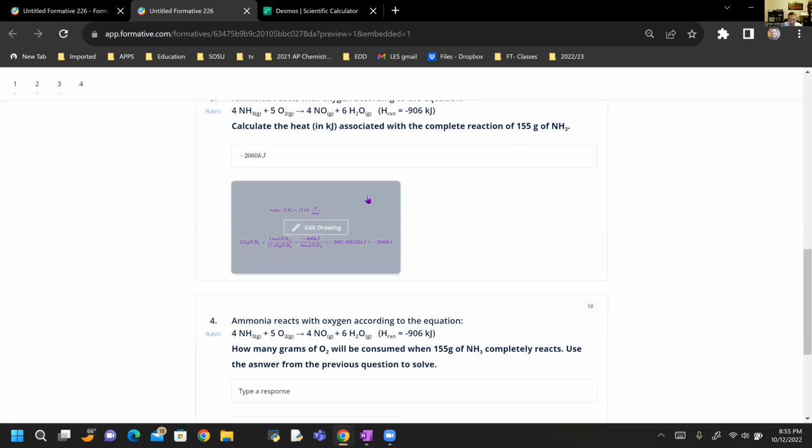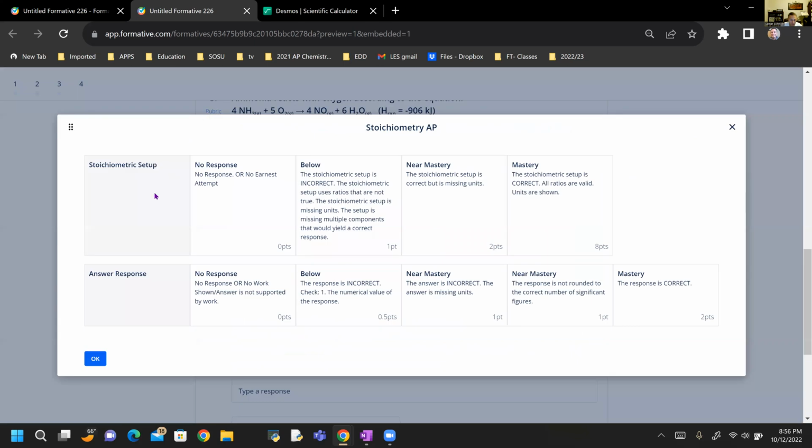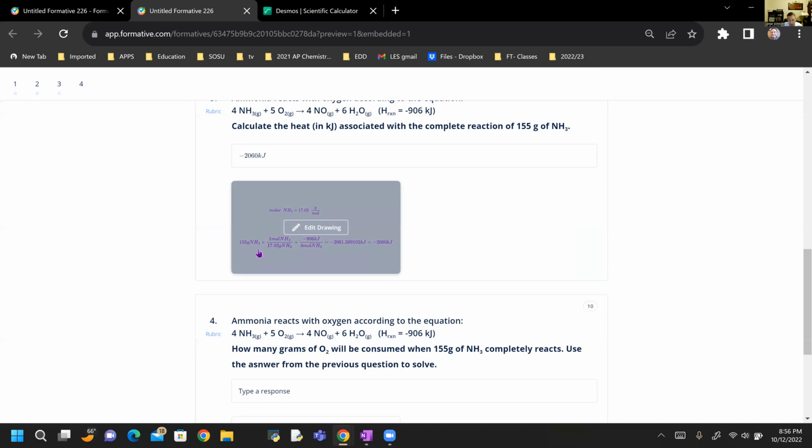Okay, so if we look at our rubric, we want to make sure we got everything in there. Stoichiometric setup. We did have a response. That's awesome. Stoichiometric setup is correct, and all ratios are valid. You're going to have to make sure you know your ratios are valid. You should know that molar mass has grams to moles, and then you should know your ratio from your equation to the coefficient. Those are what I'm looking for there.